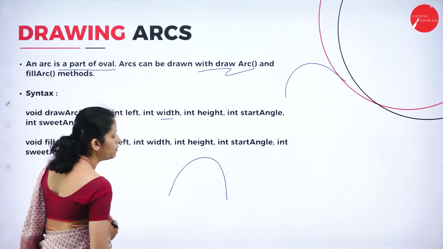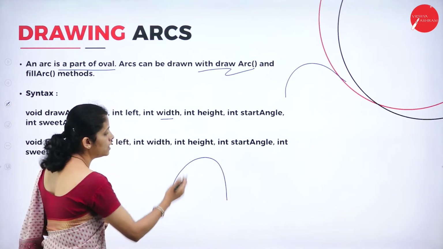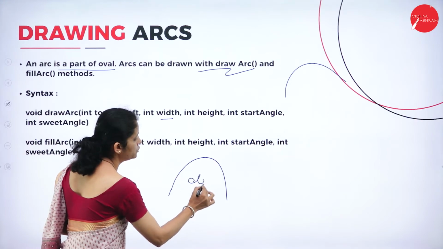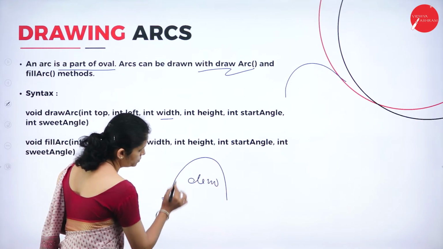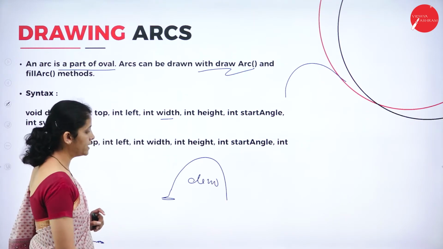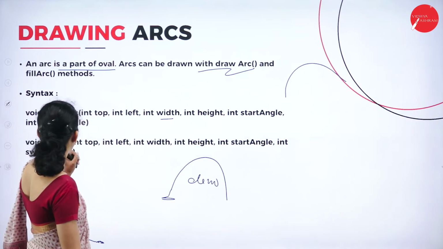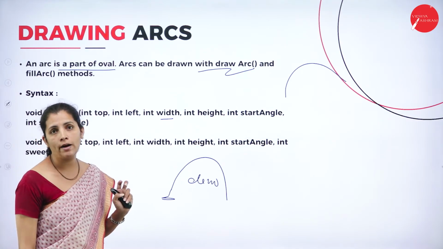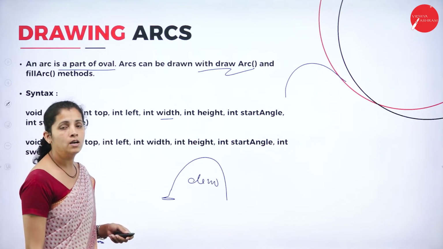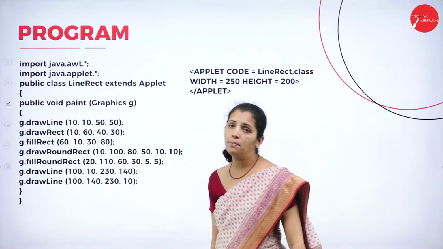So, here I want to specify the top and left corner, height as well as width, that is nothing but the dimension. Along with that, I want to specify the starting angle as well as the ending angle. And if I consider fillArc, once again, I'm going to have these 6 parameters in order to fill the color. So, dear student, moving further, I'm going to have a simple program.